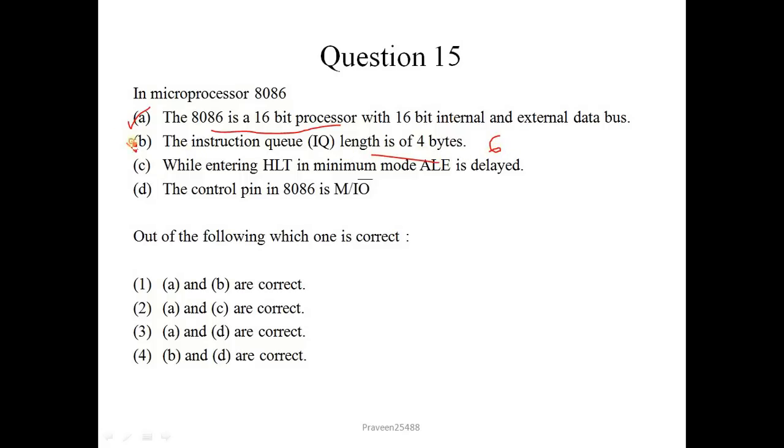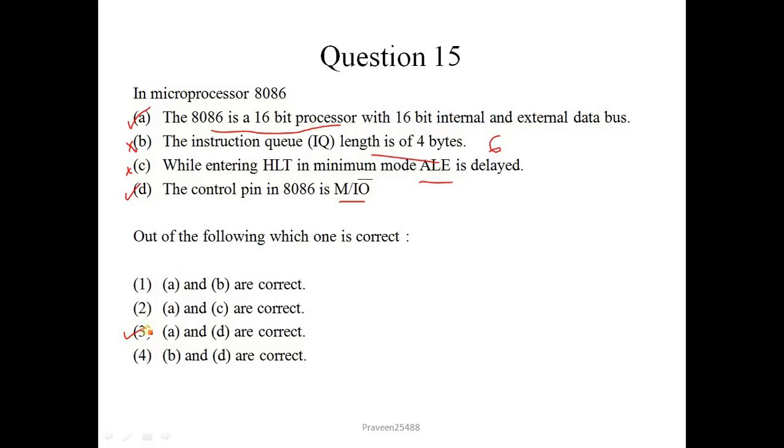While entering halt in minimum mode, ALE is delayed. So halt instruction is used to pause the operation. This statement is also not correct. The control pin in 8086 is MIO bar. So this is a correct statement. M is active high and IO, input output, is active low. So the correct answer is A and D. Third one is the correct answer.